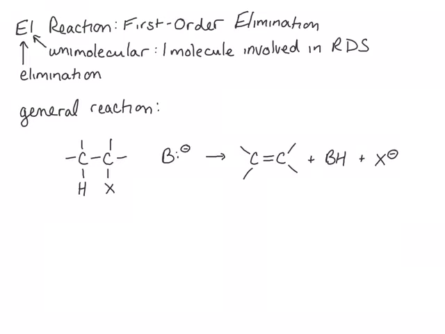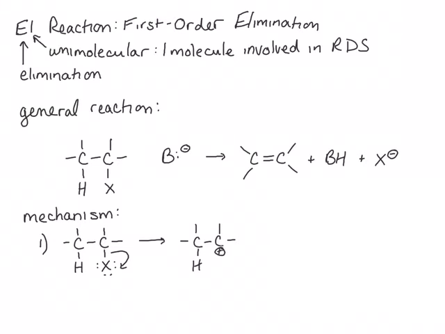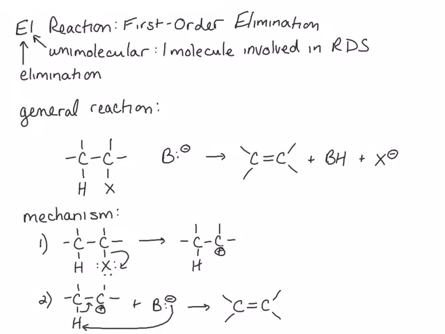The mechanism of an E1 reaction starts very much like the mechanism of an SN1 reaction. In the first step, the leaving group leaves, producing a carbocation. In the second step of an E1 mechanism, the base removes the proton adjacent to the carbocation. The electrons from the carbon-hydrogen bond form the pi bond between the carbon and the carbocation carbon, forming the alkene product.